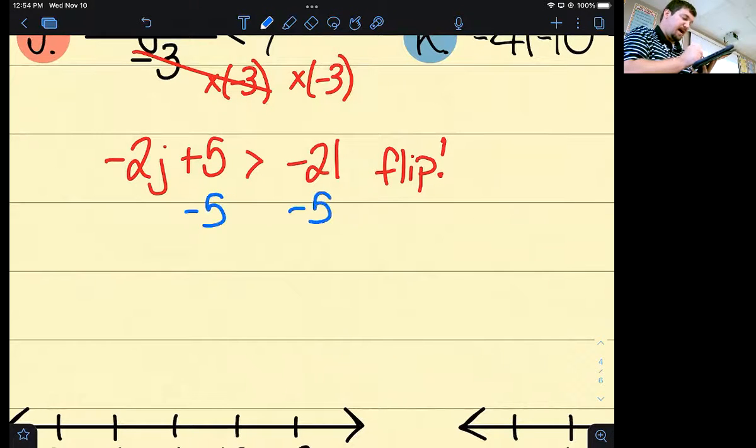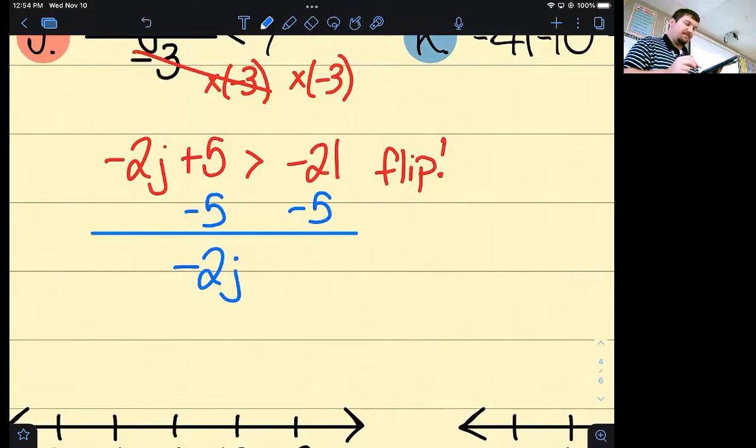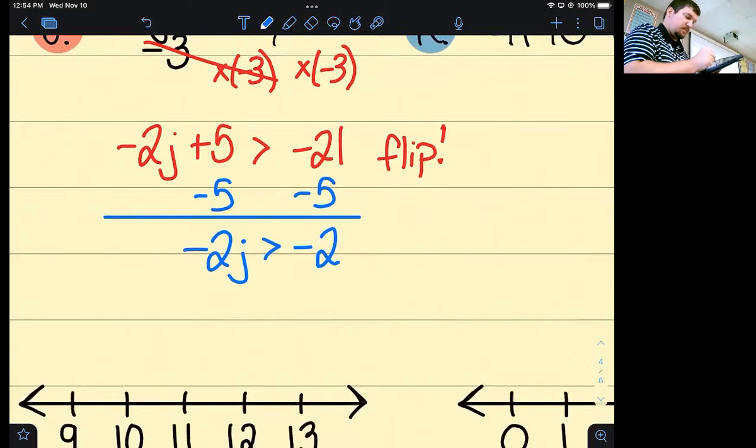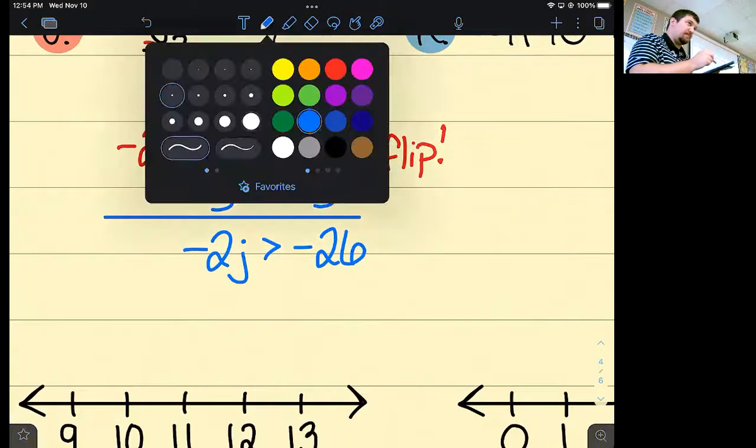Does the -5 join forces or go to war with the -21? It goes to war. They're on the same team, are you sure? Joins forces to make -26. Yes. There we go. Now into the dividing step. Gage, what am I going to divide by?